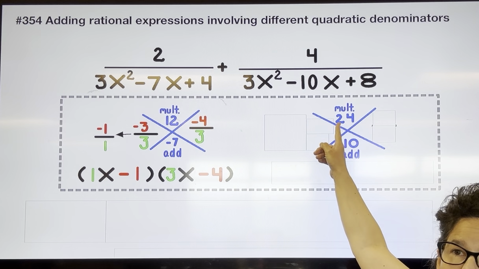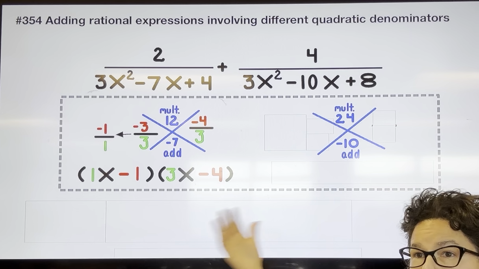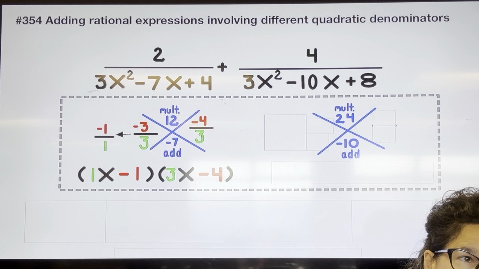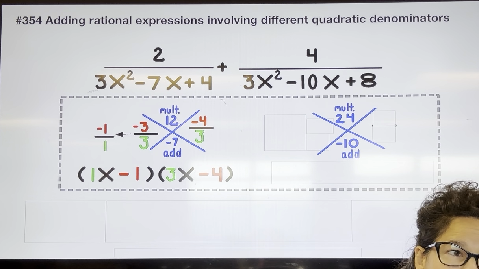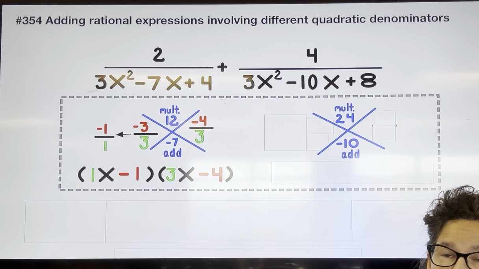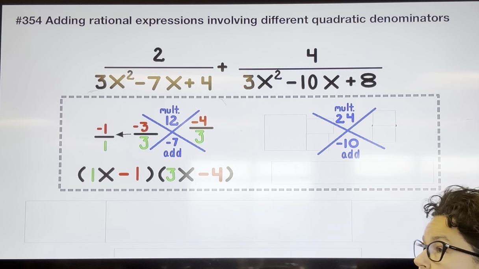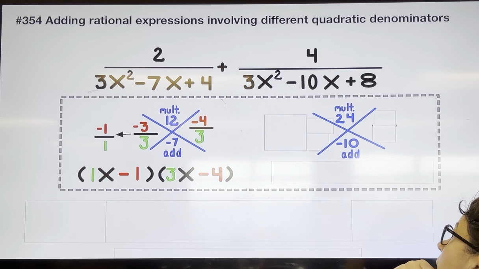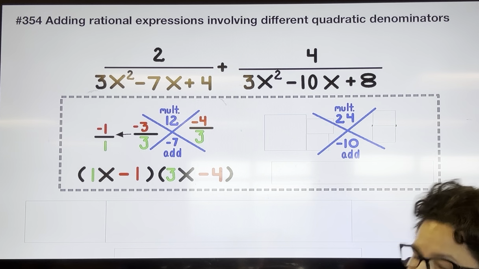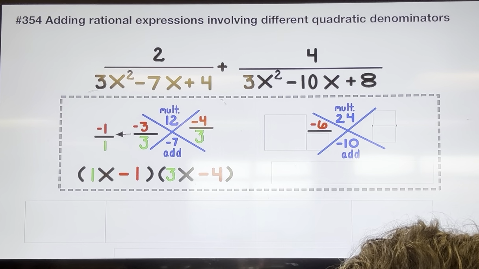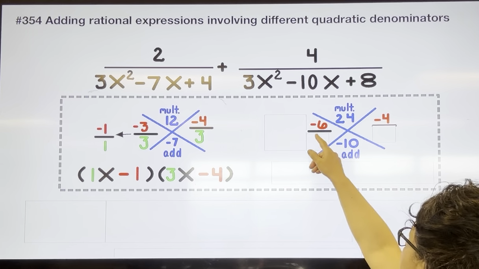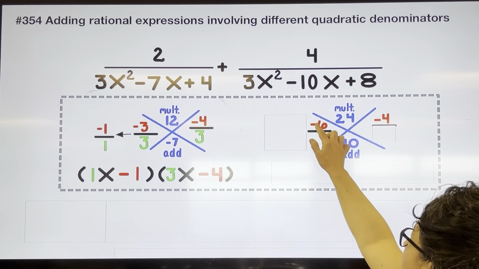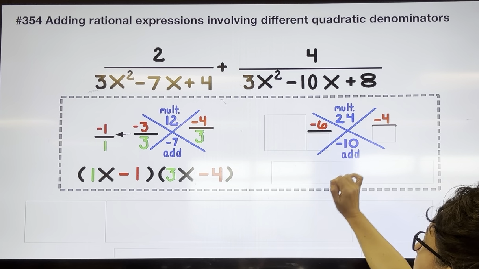If numbers multiply to get a positive 24, they're either both positive or both negative. But if you're going to then take those numbers and add them up to get a -10, we now know those numbers must be negative. All right, so thinking of two numbers there, we're going to end up with -6 and -4. They multiply to get 24 and add up to -10.